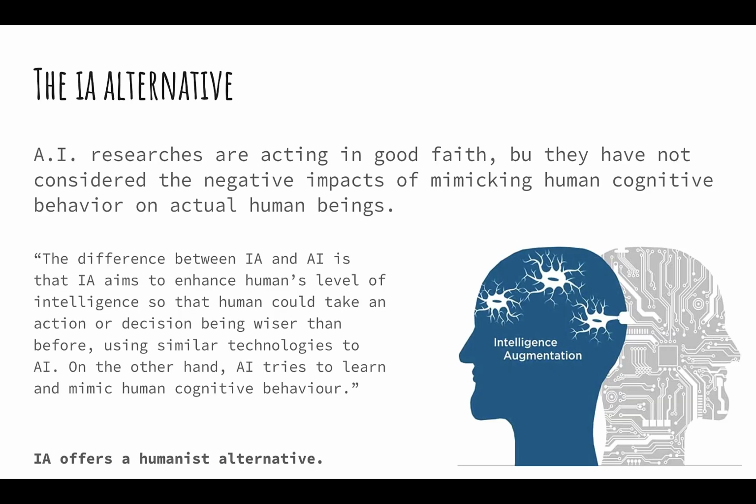And then I also want to talk a little bit about IA, the IA alternative. It is my belief that AI researchers are acting in good faith, but they just haven't considered the negative impacts of mimicking human cognitive behavior on the actual human beings who interact with these systems. AI is the process of mimicking human cognition, but we release that AI into the world when it starts powering content recommendation engines, putting things front and center in your feeds every day. And that interaction doesn't always produce positive results.